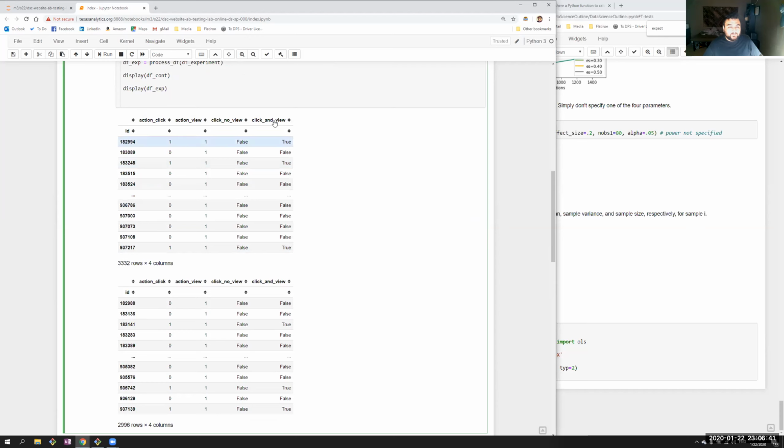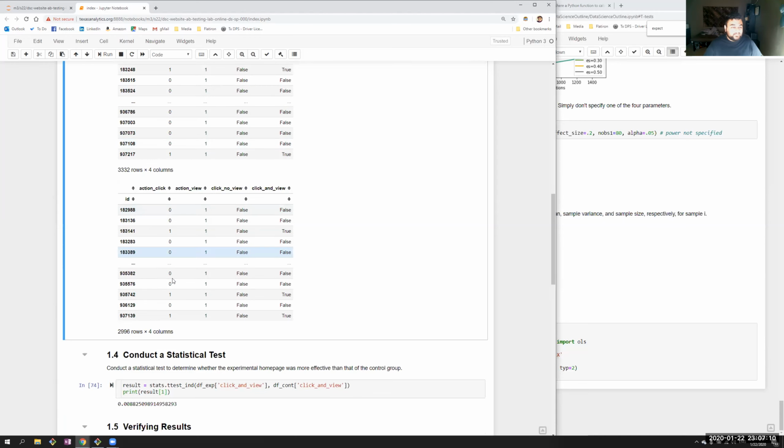So now when you come down here, you see click and view. This ID number clicked, but then viewed. The order of the columns is screwed up. I think this is a function of which value it encounters first when doing the one-hot encoding, but it doesn't matter. Basically, if this ID viewed and also clicked, this column will be true. Here they viewed but didn't click, so this column is false, and so on. Here they viewed and clicked, so it's true, all the way down the line. And then the same thing for the experimental data.